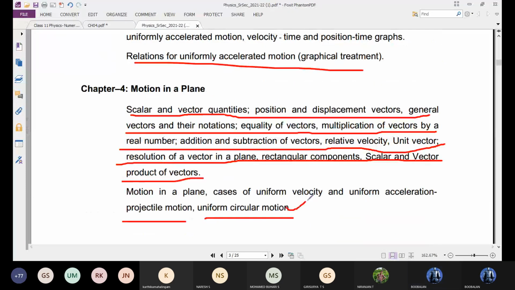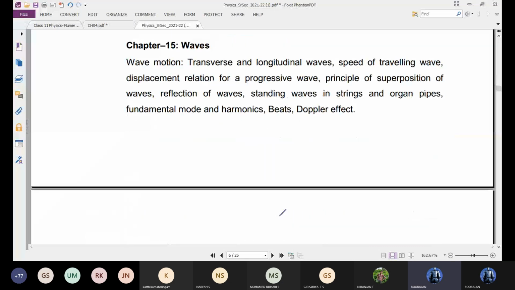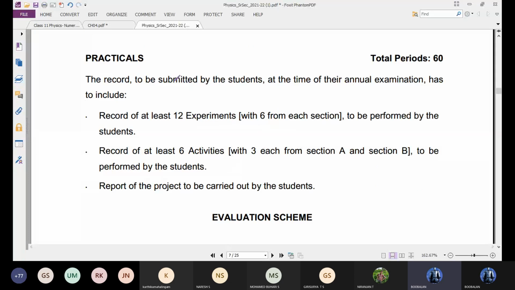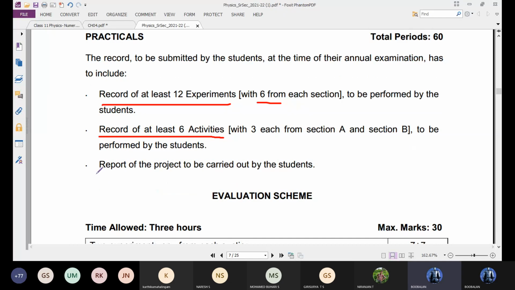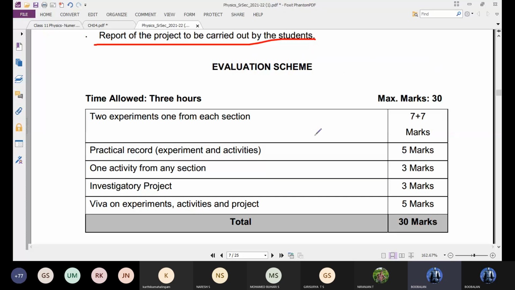Marks. Okay, practical marks. So practical 30 marks. Record at least 12 experiments, each section 6, and activity also 6 activities. Section A 3, section B 3, and submitting the project 3. 2 experiments 7 plus 7. Practical record note 5 marks. 1 activity from any one section 3 marks. Project 3 marks. Viva on experiment and activity project 5 marks.